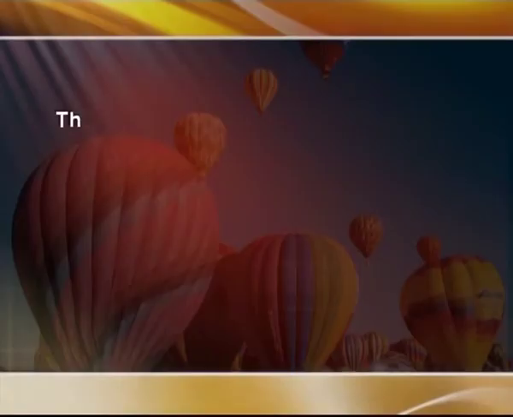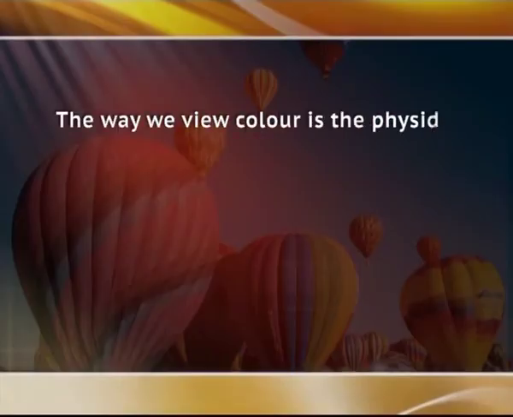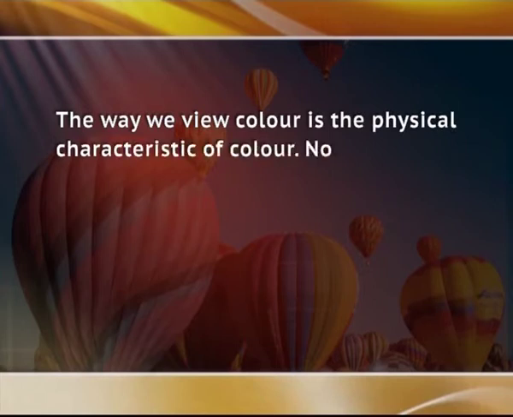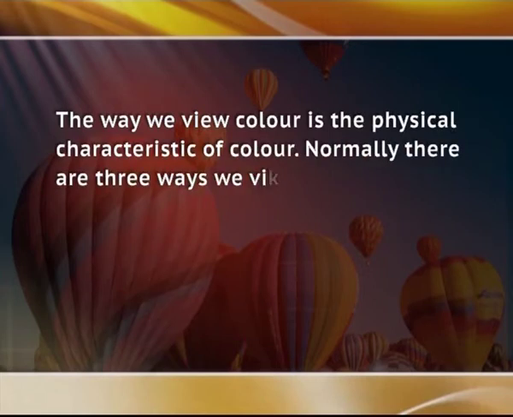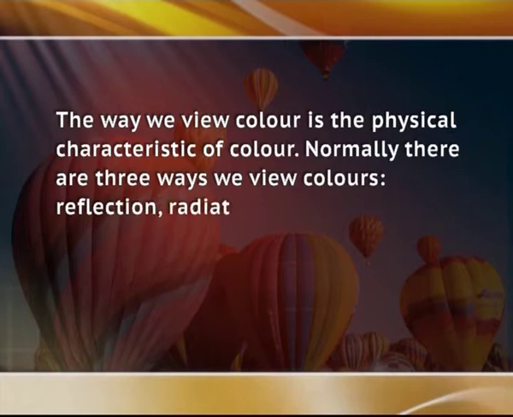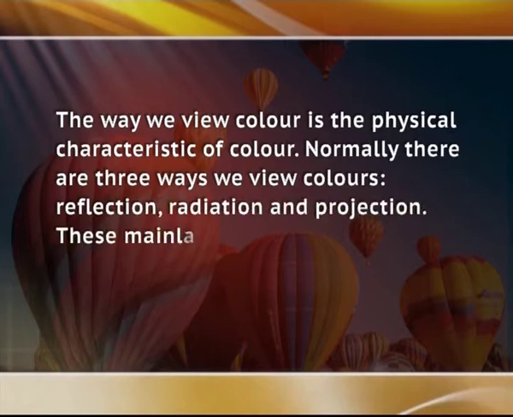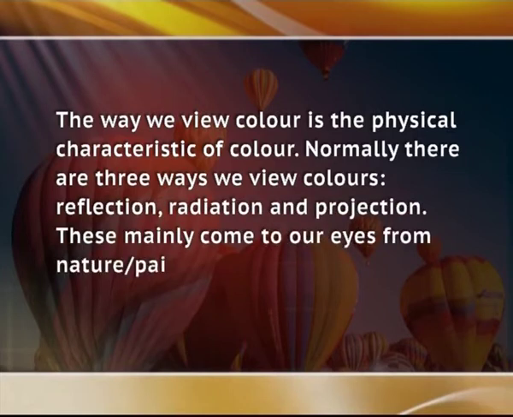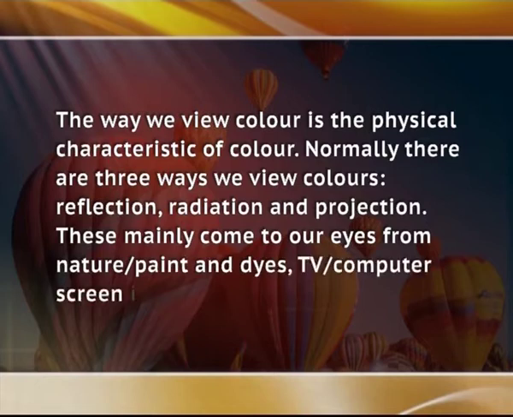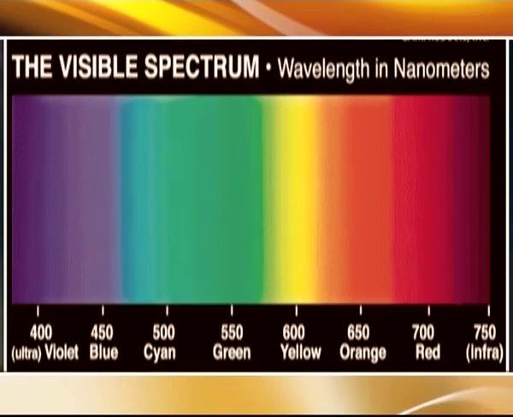Color theory. The way we view color is the physical characteristics of color. Normally, there are three ways we view color: reflection, radiation, and projection. These mainly come to our eyes from nature or paint and dyes, TV or computer screen, and color film. The widest variety of colors is the visible spectrum. This spectrum consists of the colors that most people are capable of seeing.